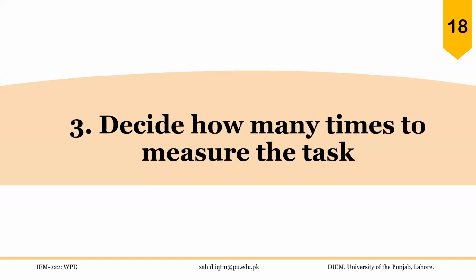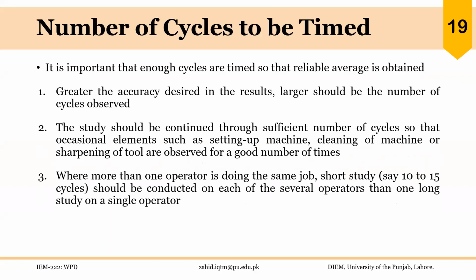An important decision in time study is to decide how many times to measure the task, how many times to observe the worker performing the task for which we want to find the standard time. It is important that enough cycles are timed so that a reliable average is obtained. Now, the greater the accuracy desired in the results, the larger should be the number of cycles observed. That is obvious. The more readings you take, the more confident you are in the standard time that you have found.